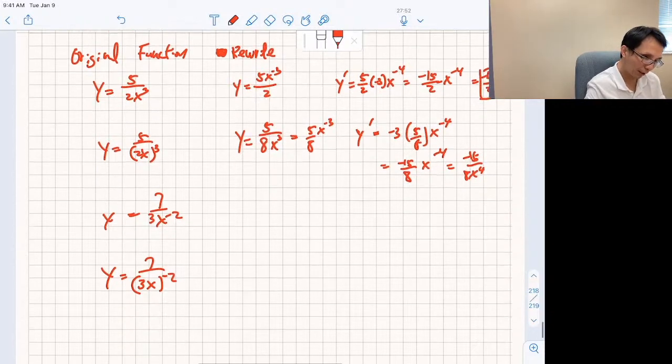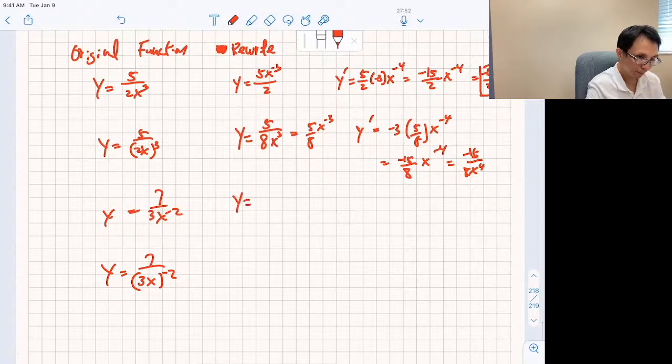How do I rewrite the third one? This one's easier. It's just 7x squared over 3. Because only the x is to the negative 2, not the 3. A lot of people think that's different. So y prime is equal to 7 over 3 times 2 times x squared. So that's equal to 14 over 3 x squared.